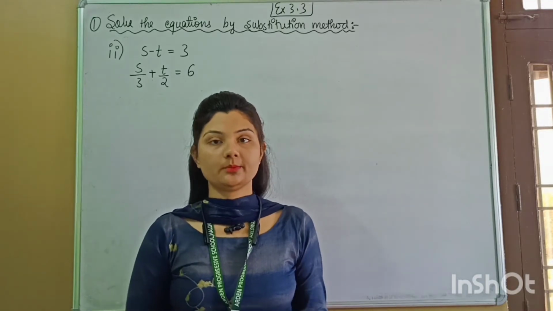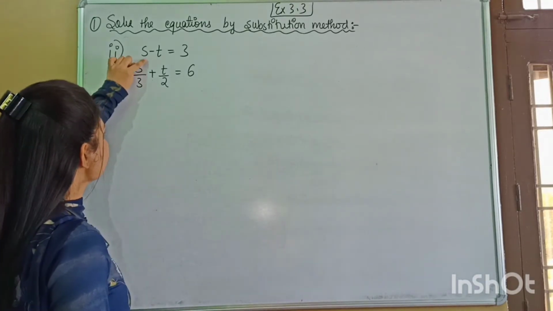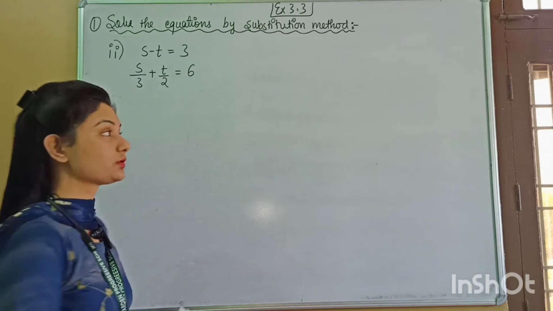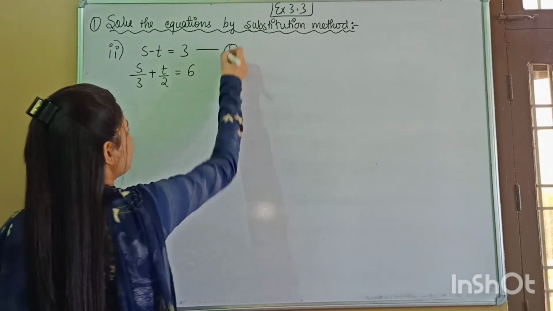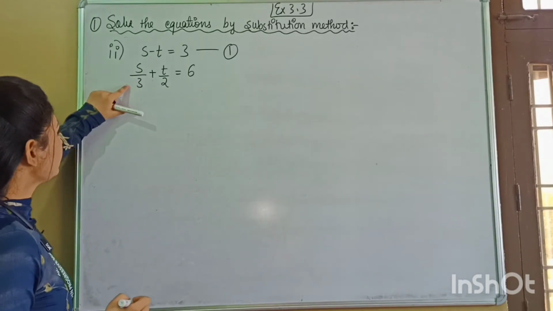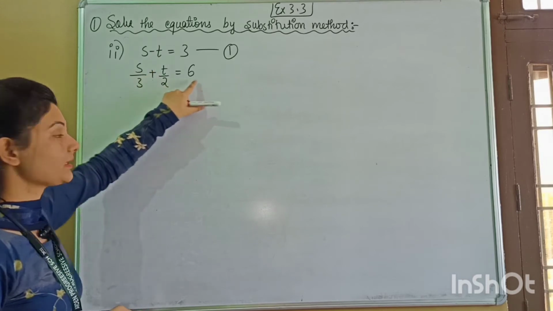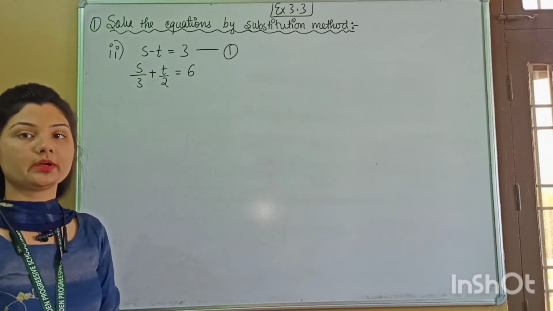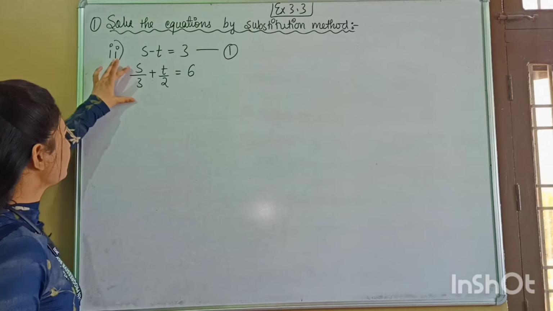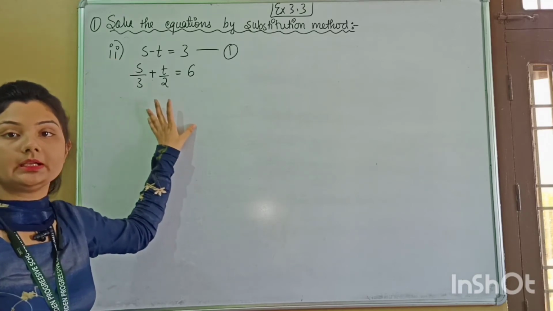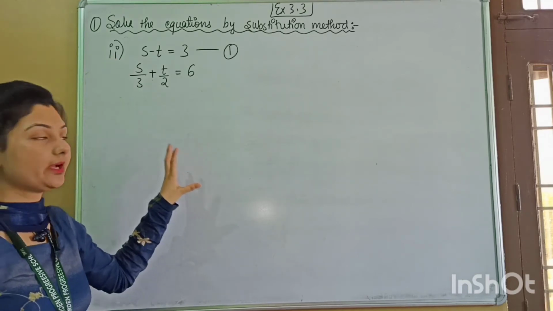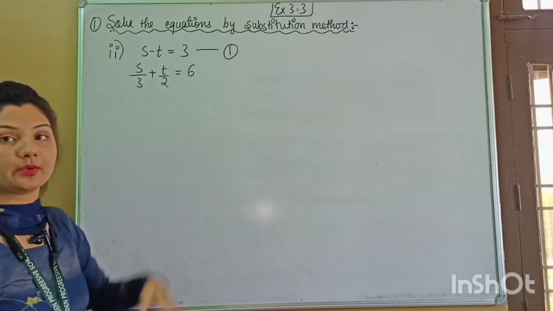See, now in the second part what we are given, s minus t is equal to 3. So we will name it as the first equation. Second is s upon 3 plus t upon 2 is equal to 6. So what we will do here, first of all, we will convert this equation into a simple linear equation. How will we do that? First of all, we will take the LCM here.